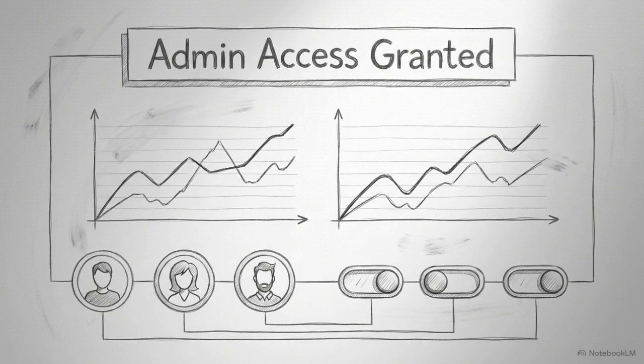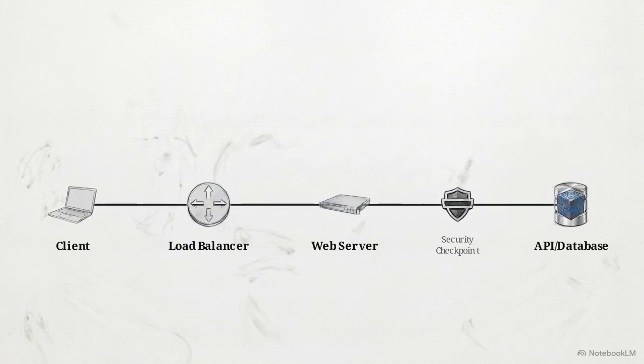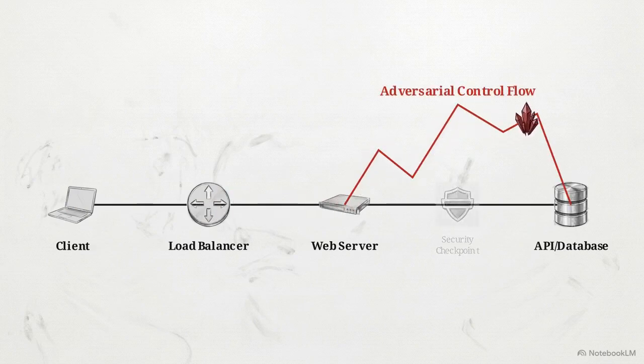that was never intended. This map shows the intended lifecycle of user data flowing from client through load balancer and web server to the database. A malformed input forces this logic to diverge, splitting data into an adversarial control flow that bypasses security checkpoints.